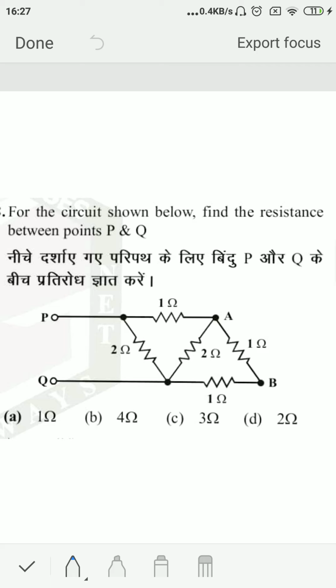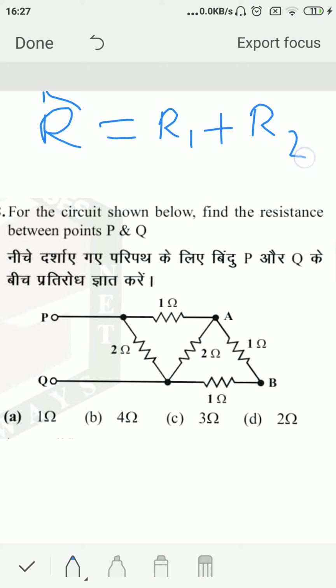As you know, if two resistances are connected in series, then the equivalent resistance of those resistances will be R is equal to R1 plus R2. If n resistances are connected in series, then R1 plus R2 plus R3 and so on. You can add all the resistances which are connected in series.